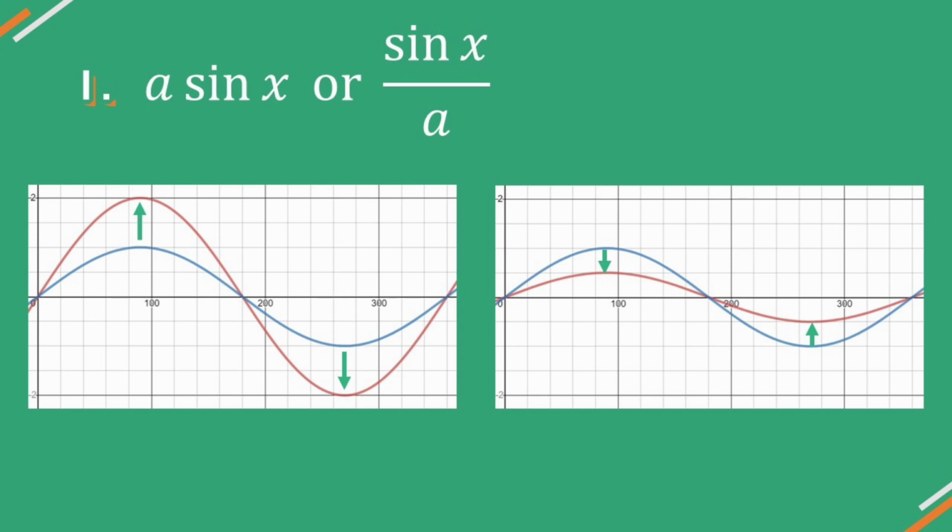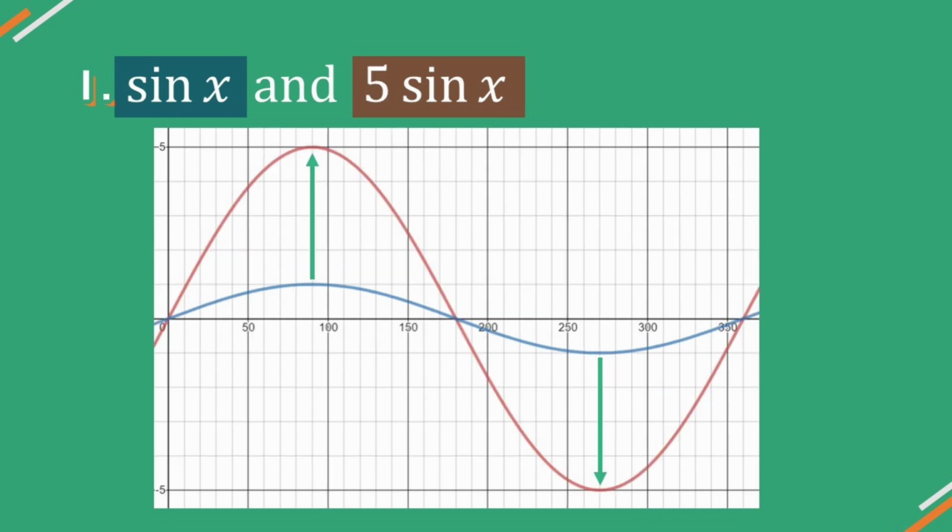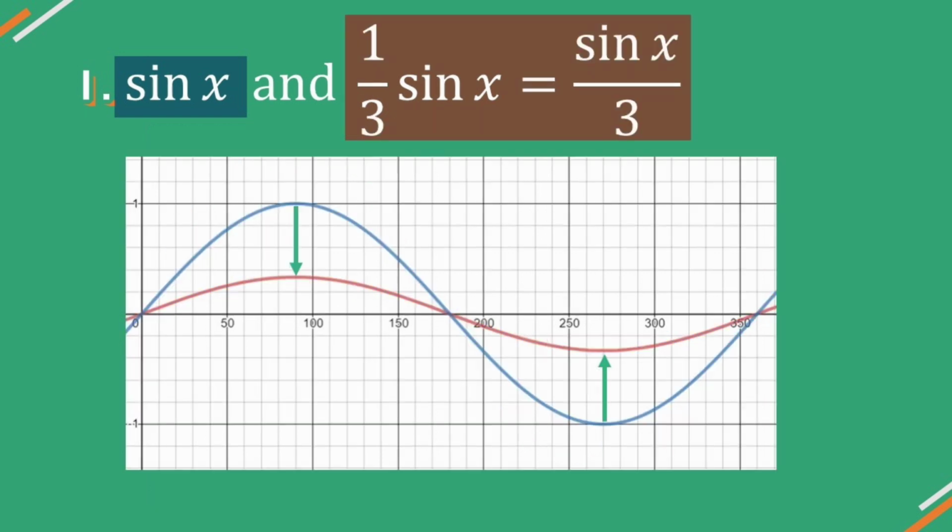If you multiply it by 2, the maximum will equal 2 and the minimum is minus 2. If you multiply it by 5, the maximum is going to be 5 and the minimum is minus 5. Or if you divide it by 3, the maximum value will be 1 over 3 while the minimum value is minus 1 over 3. As simple as that. If you know the constant, you can find the amplitude. On the other hand, if you can find the amplitude, you know the constant. That's all.